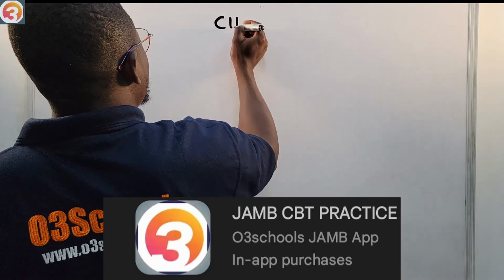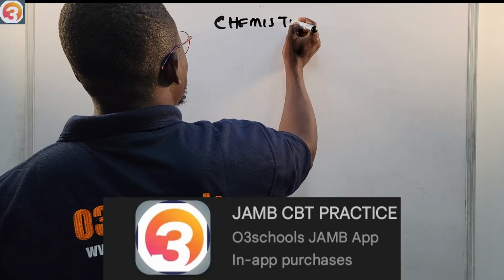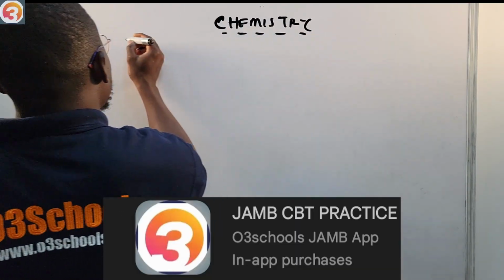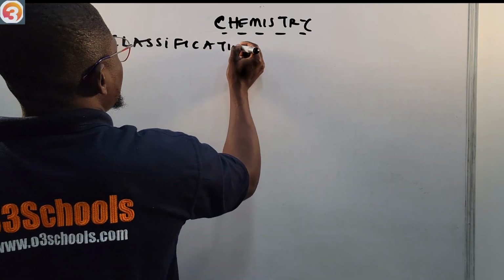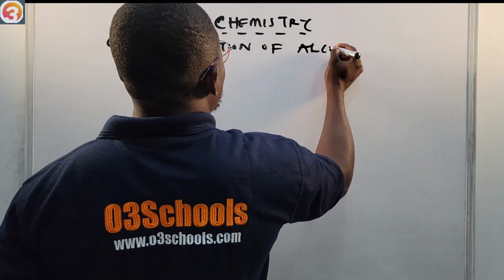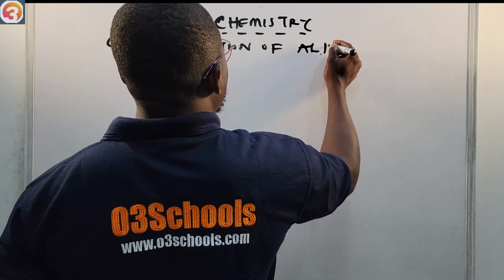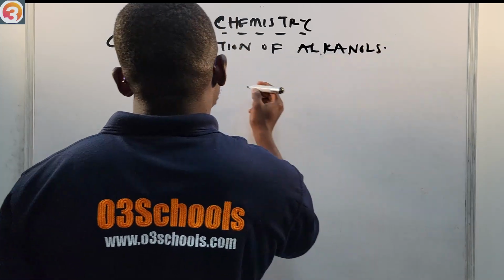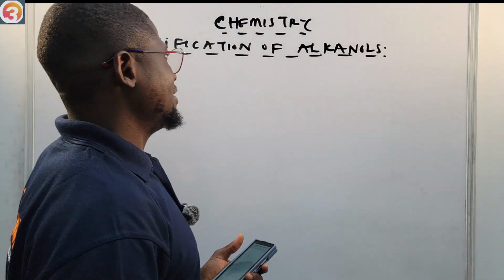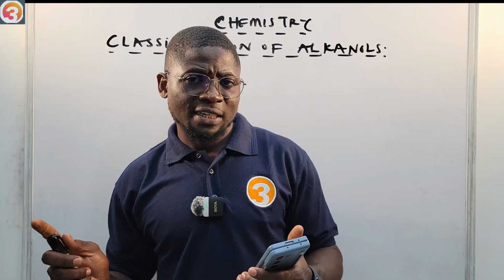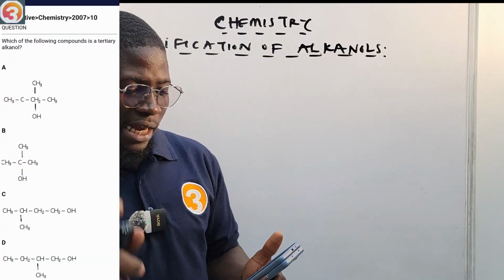All right, so now let's quickly see the question from the app before we talk about the app. This is a 2007 question. Today, this is chemistry, and we're going to be looking at classification of alcohols or alkanols. You know the alkanols have a trivial name called the alcohols. So I'm going to look at the classification of alkanols. But this is a 2007 question number 10. It's being displayed on the screen right now.